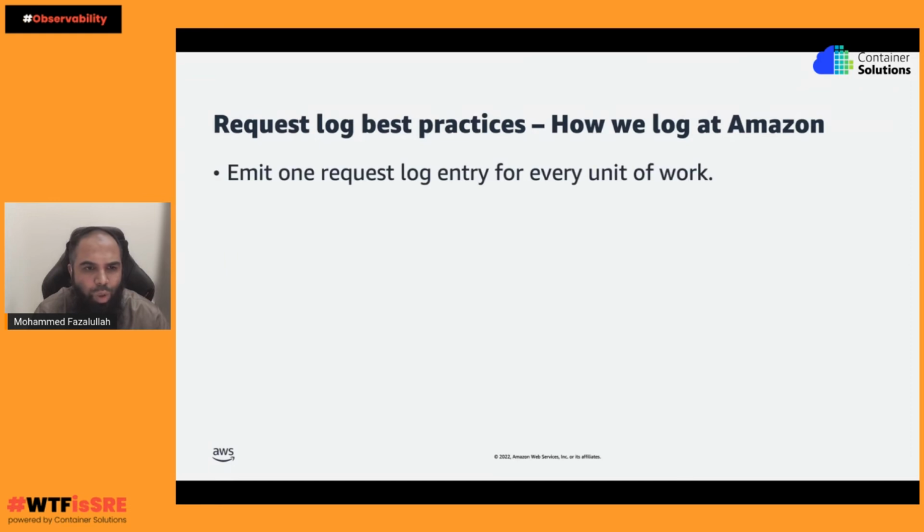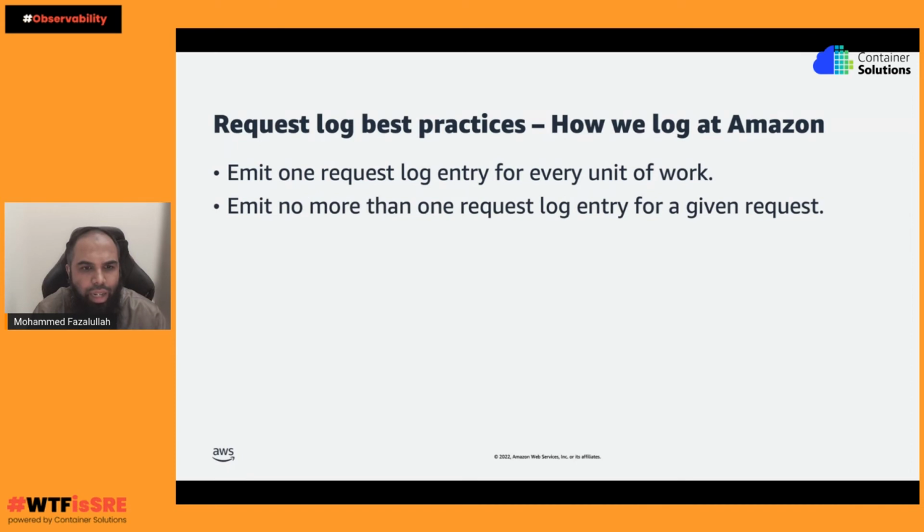So some of the things you want to look at: you want to emit one request log entry for every unit of work. In this case, you write one log entry for each request that a service receives. You don't want to compile multiple units of work together, because each unit of work is usually in isolation anyway. Then you want one log entry for a given request, so don't emit more than one, right?